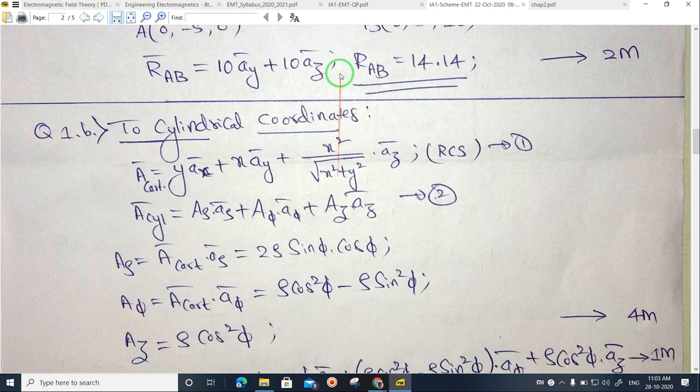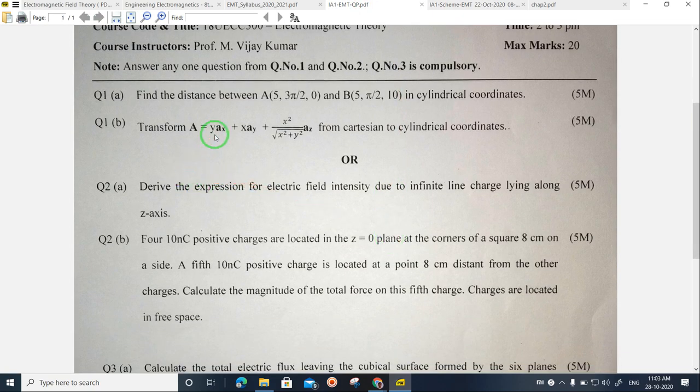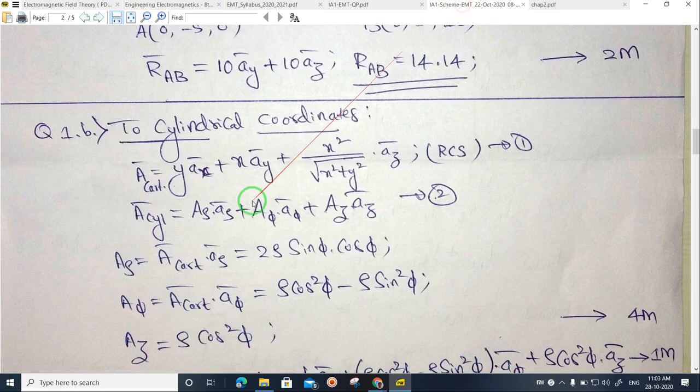Okay, part B. Transform the vector A equals y ax plus x ay plus x square by root of x square plus az from Cartesian. This is in Cartesian. Convert it into cylindrical, right? So from Cartesian to cylindrical. This is the Cartesian vector. A Cartesian I have written. A cylindrical is A rho a rho plus A phi a phi plus A z a z. Find out A rho, A phi, A z and substitute.